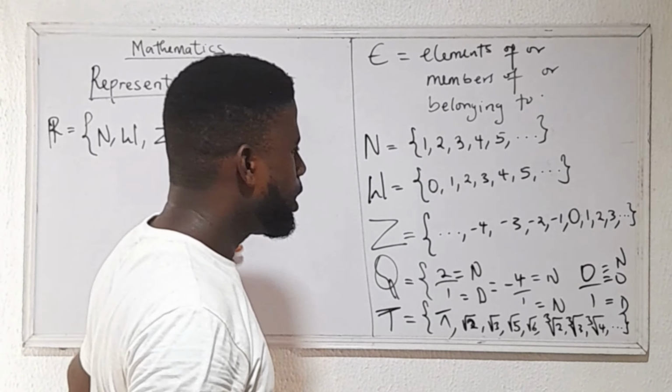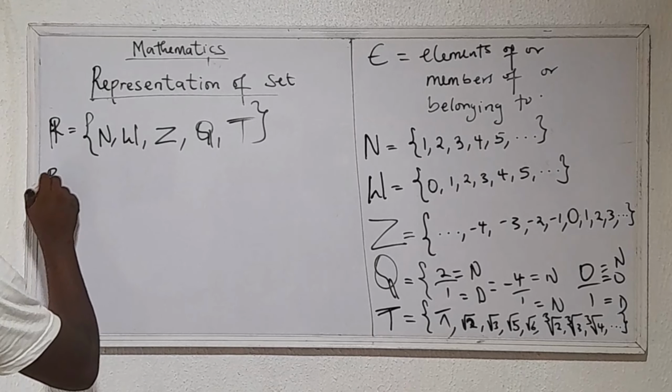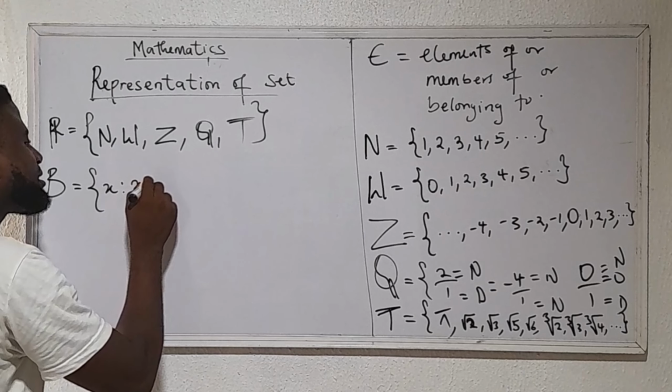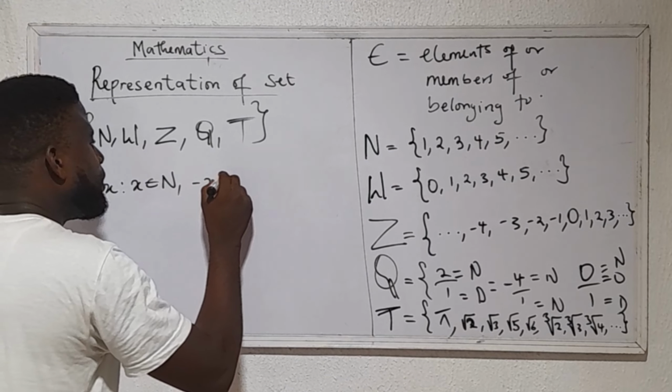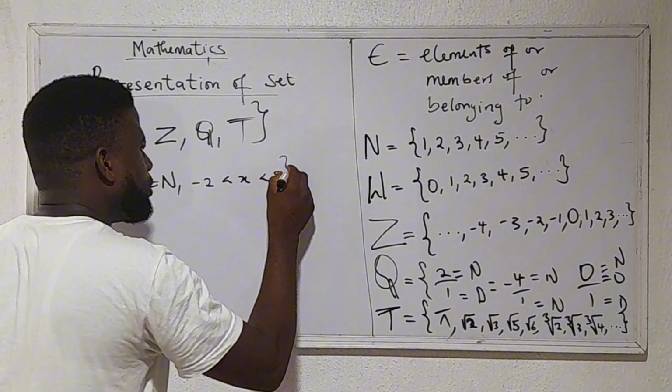Now, let's get back to our question. We said B is equal to the set of all x such that x is an element of the natural numbers, and then we say -2 < x < 8, right?